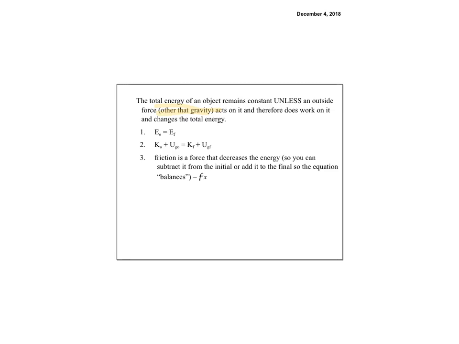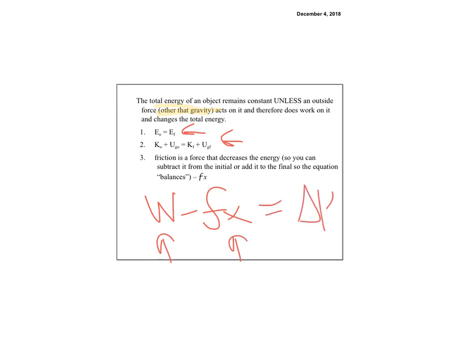So some ways you can write it is you can write it as E naught is equal to EF. You can say K naught plus UG naught is equal to KF plus UGF, right? Friction is a force that decreases the energy, so you can subtract it from the initial or add it to the final, so the equation balances, so you end up with a negative Fx. So you can end up with an equation like work minus Fx. So that's how much energy I have because I had this amount of work, maybe I pushed it or something, and then I took away this amount of work because there was friction acting on it, and that's going to be equal to my change in kinetic energy plus my change in potential energy, right?